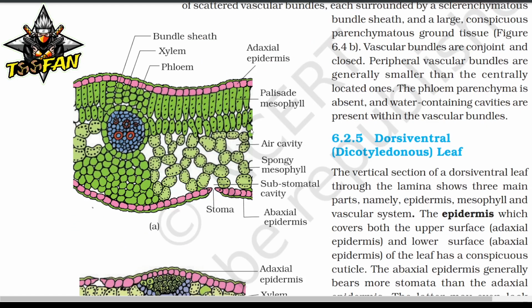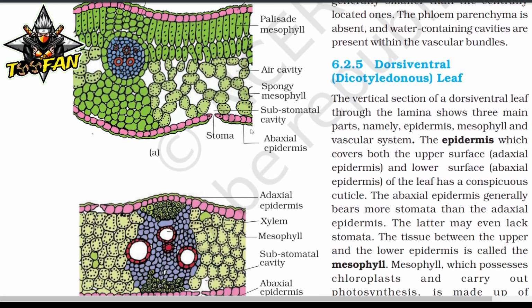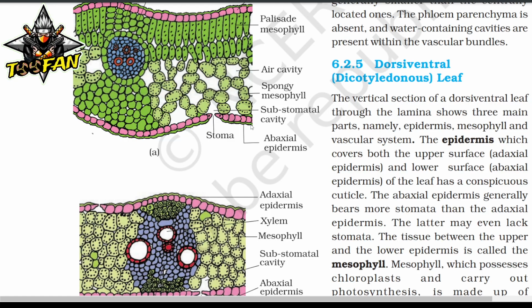Now, dorsoventral dicotyledonous leaf. The vertical section of dorsoventral leaf through the lamina shows three main parts, namely epidermis, mesophyll, and vascular system. The epidermis, which covers both the upper surface, adaxial epidermis, and the lower surface, abaxial epidermis, of the leaf, has a conspicuous cuticle. The abaxial epidermis generally bears more stomata than adaxial epidermis. The latter may even lack stomata.